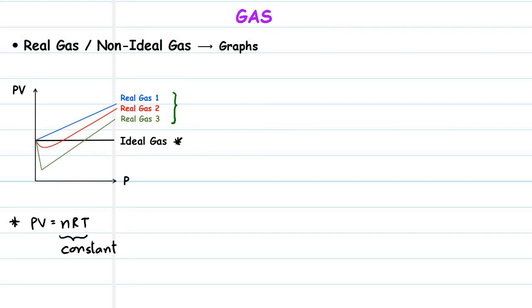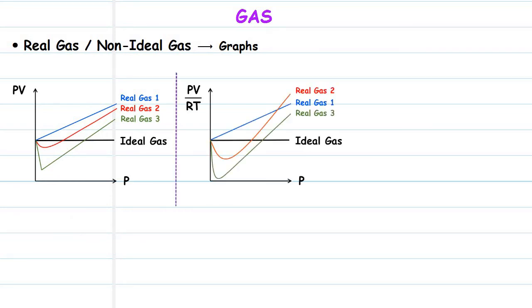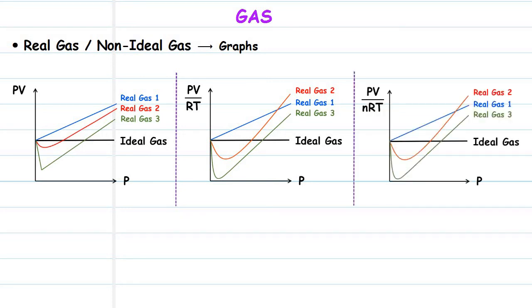PV and P is actually not the only common graph for the real gas. Sometimes you may see the graph between PV over RT and P, the pressure of gases. Again, for the ideal gas, it will be a linear plot at a single value. But for the real gases, they can vary. And sometimes they may give you the graph between PV over nRT and P, the pressure of the gases. Still the same idea. For the ideal gas, it will be a linear plot, fixed on one single value. But for real gases, they can vary.